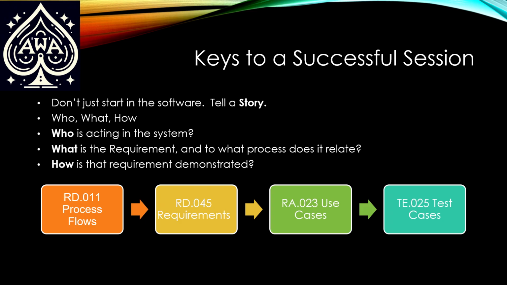One process flow can support or reconcile against many requirements. Many requirements can be supported by one or more use cases. And then those use cases should tie to one or more test cases. If you do your job well, you should have multiple use cases to support a requirement, and you can have one or more test cases to support those use cases. All of those things together are used to create what's called a requirements traceability matrix. And that is how you go from the requirement all the way to your configuration to how you demonstrate that.